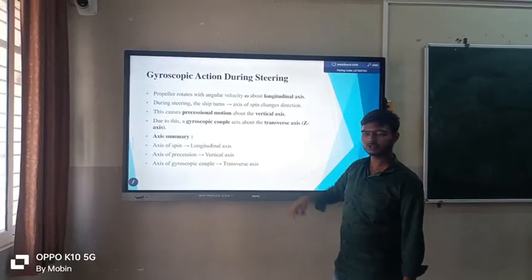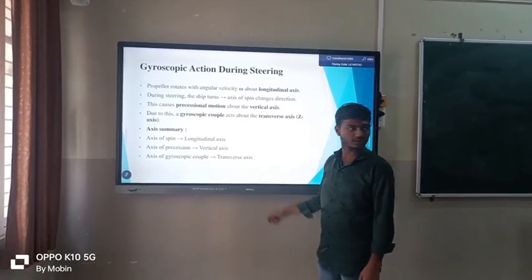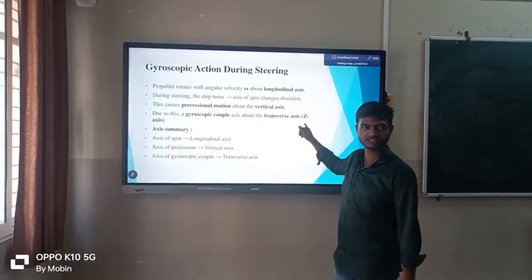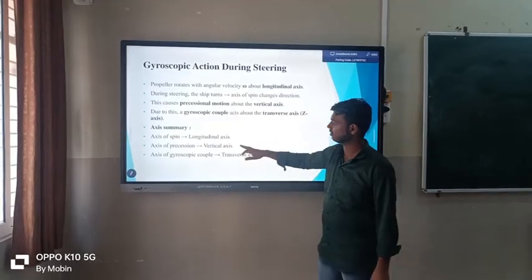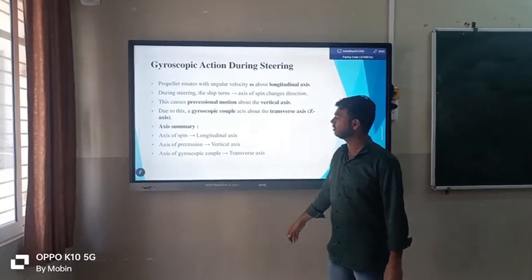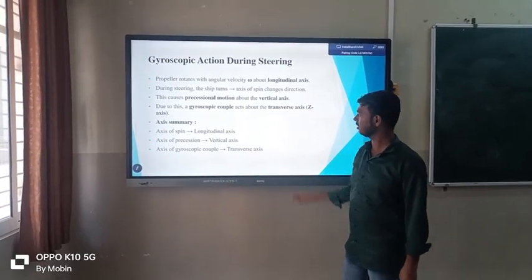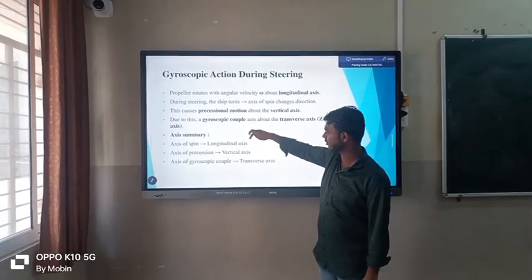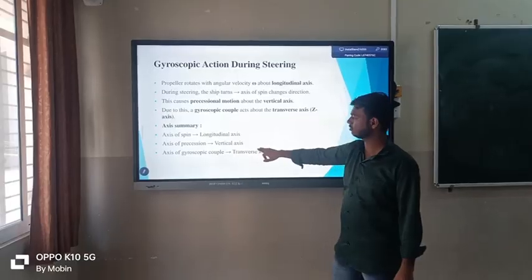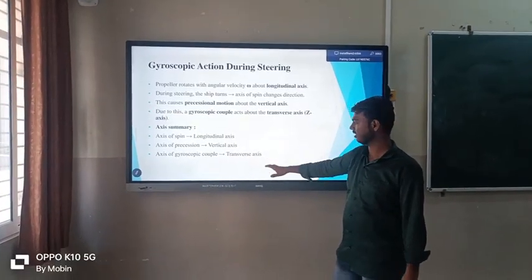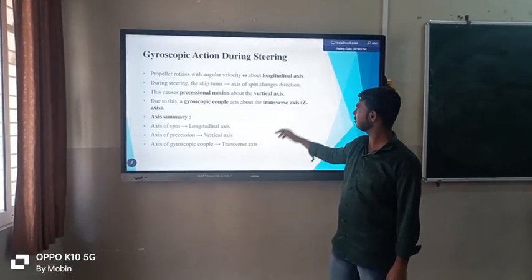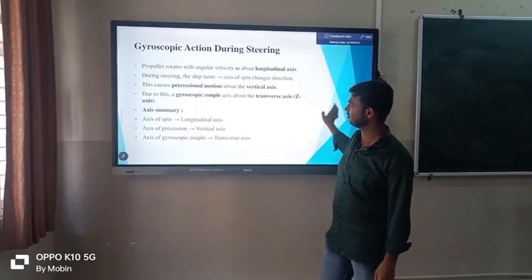Due to this, a gyroscopic couple acts in the transverse axis, which is the z-axis. Axis summary: the axis of spin is the longitudinal axis, the axis of precession is the vertical axis, and the axis of gyroscopic couple is the transverse axis, that is the z-axis.